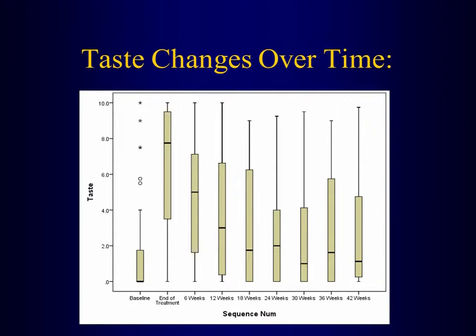If you look at taste changes over time, at the end of radiation therapy, and these are box plots, you can see the median is extraordinarily high. Almost 80%, the median is at almost 8 on this scale of 0 to 10, with 10 being worst possible taste changes or absence in taste. So you can see that at the end of treatment, a high percentage of patients are affected.